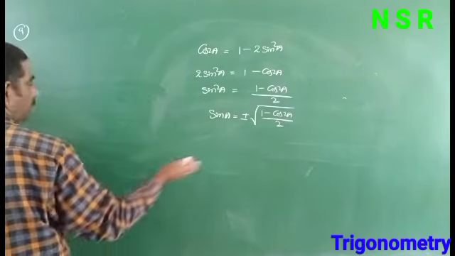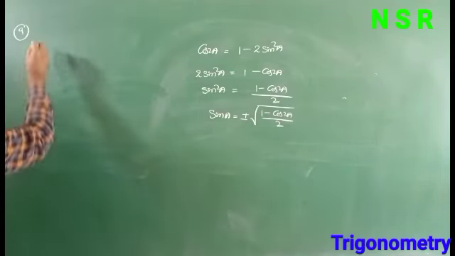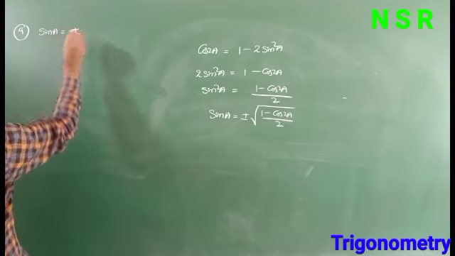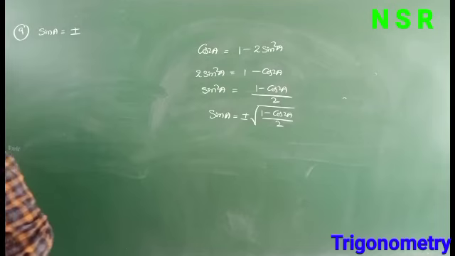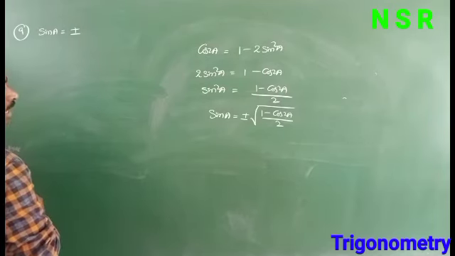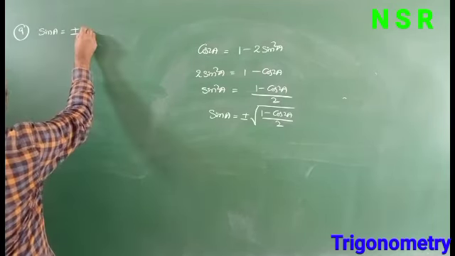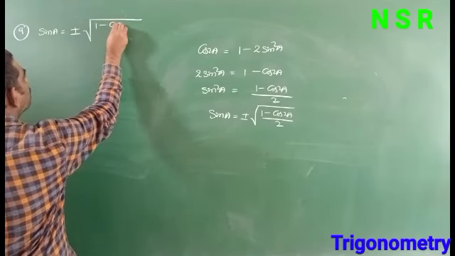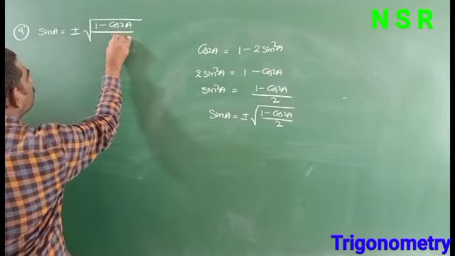This formula we mostly use for problems. So this is a very important formula: sin a in terms of cos 2a, plus or minus square root of 1 minus cos 2a by 2.